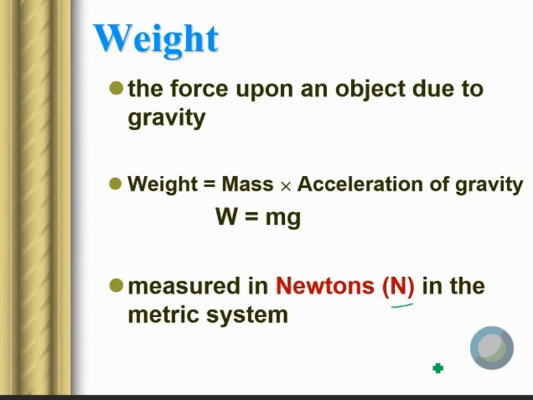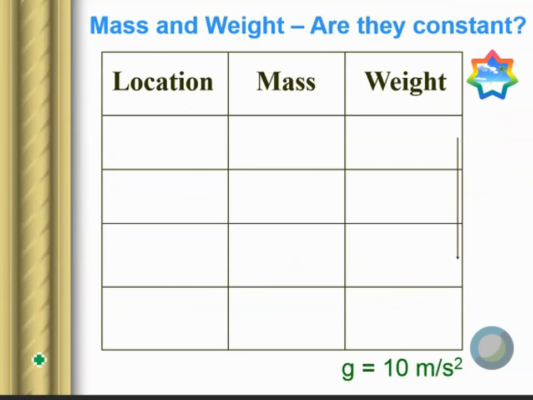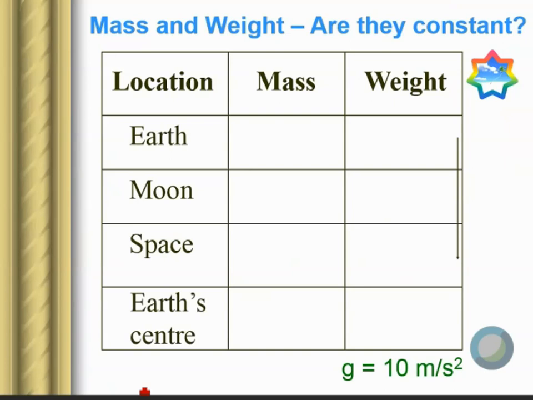Now I would like to pass to one test. I think we can now go for a test. So far we have discussed several things. I would like to put 4 locations: Earth, Moon, Space, and Earth Center. Suppose an astronaut has started his journey from Earth carrying a bag whose weight is 180 Newton. Then what should be the weight in the other 3 places?